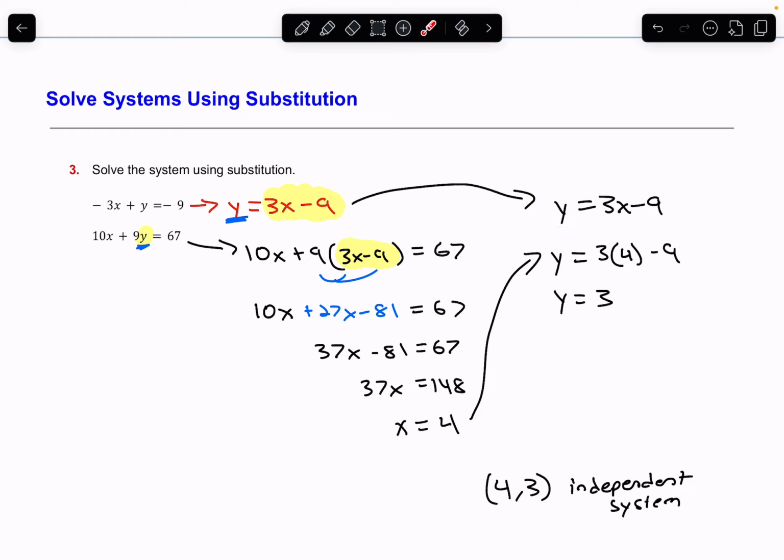You can actually plug it into either of these two equations, but you want to plug it into the easiest possible spot. So the reason I'm choosing this one that says y equals 3x minus 9 is because it has y by itself, and I'm trying to get y as my answer. So if the equation already has y isolated, it makes it a lot less work to get y equals 3. If I were to plug x into the second equation over here, 10x plus 9y equals 67, I'll still get y equals 3, but it'll be a lot more work. And we want to work smarter, not harder. So we choose the easiest thing to plug it back into.